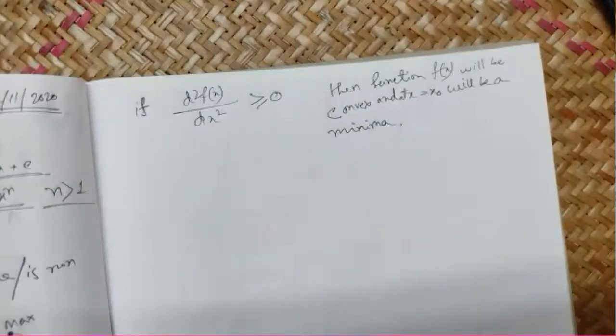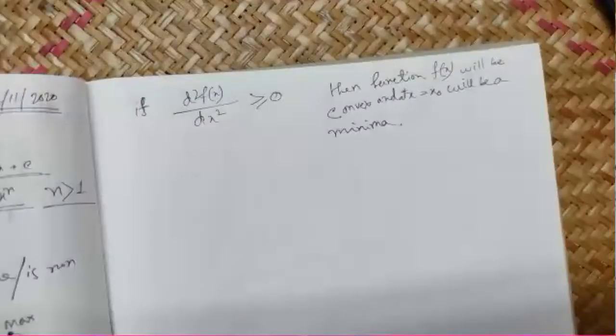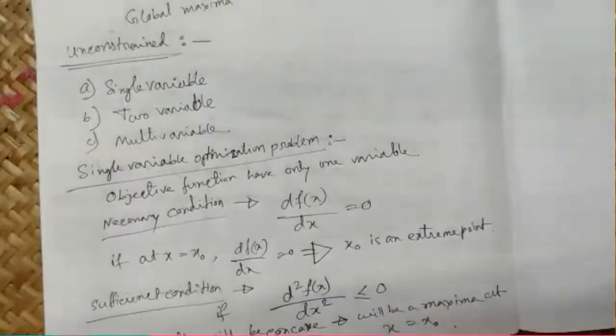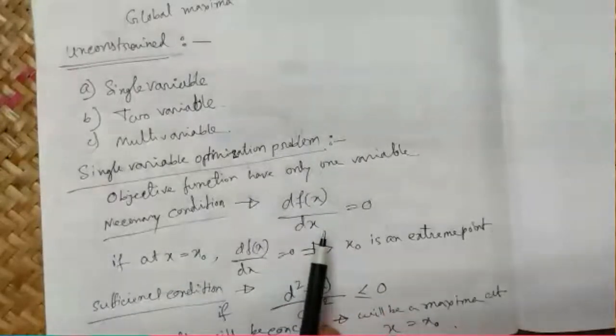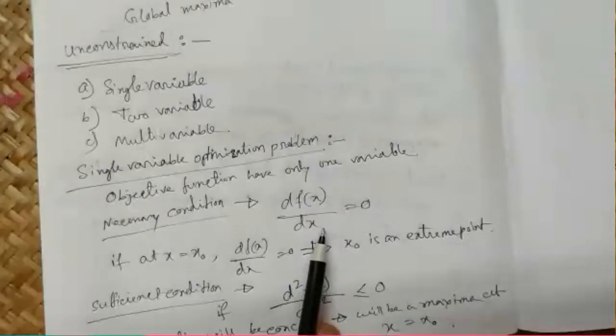Sir, df(x)/dx equal to 0, so that means sir, function is a constant. It's not variable, sir. Yes, that's why you cannot find any extreme point. That's the problem. So if it is 0, that means at a particular value of x it gives you an extreme point.